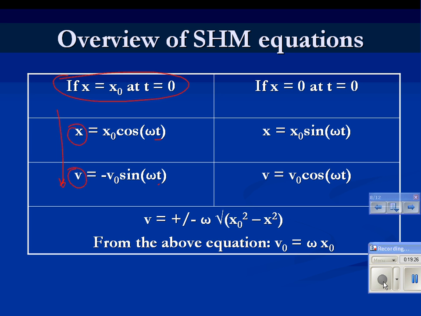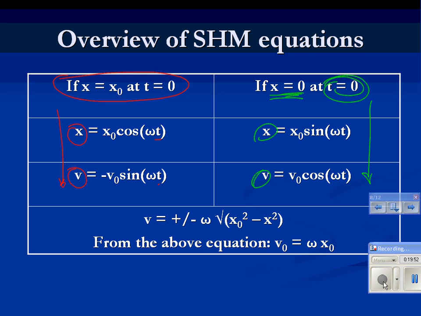If, however, when I start my stopwatch, the displacement is 0, it's at equilibrium, these are the two equations I use to find position and to find velocity. They allow me to find the position and the velocity at some time t later, as long as I started timing when it was at equilibrium.